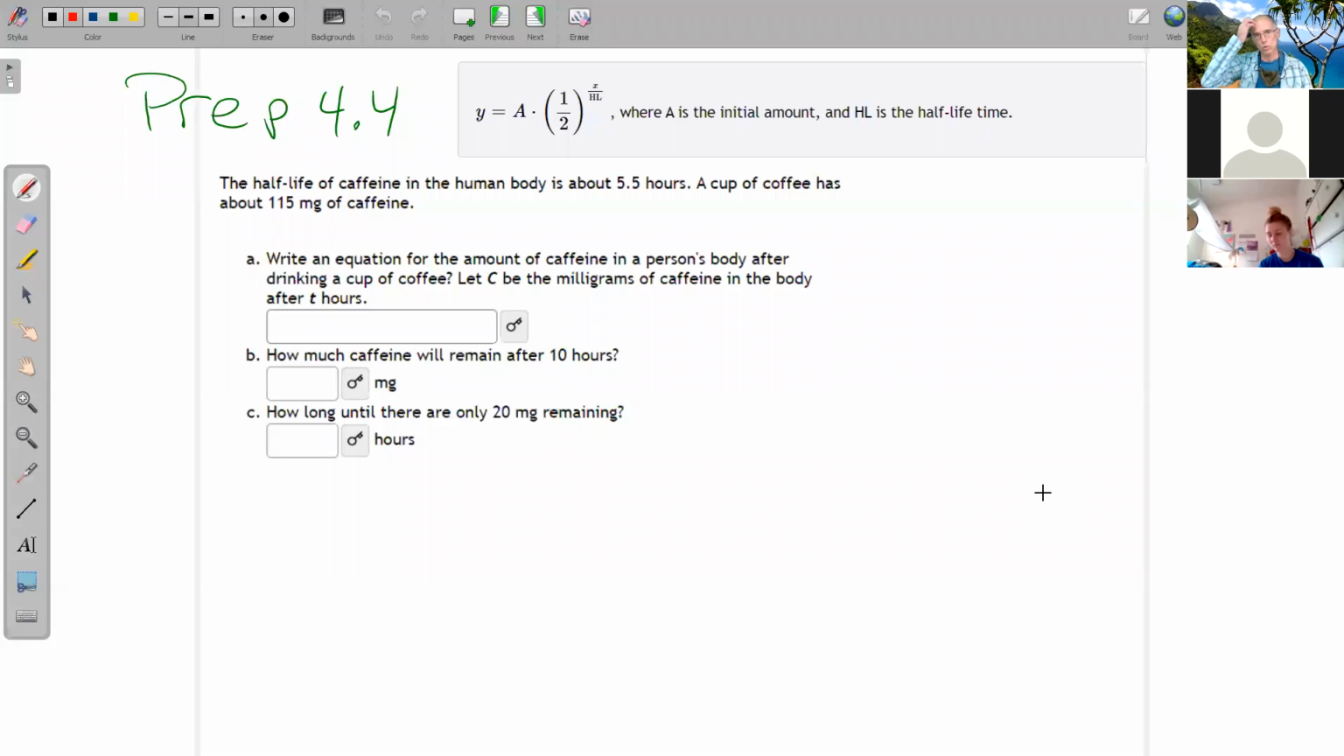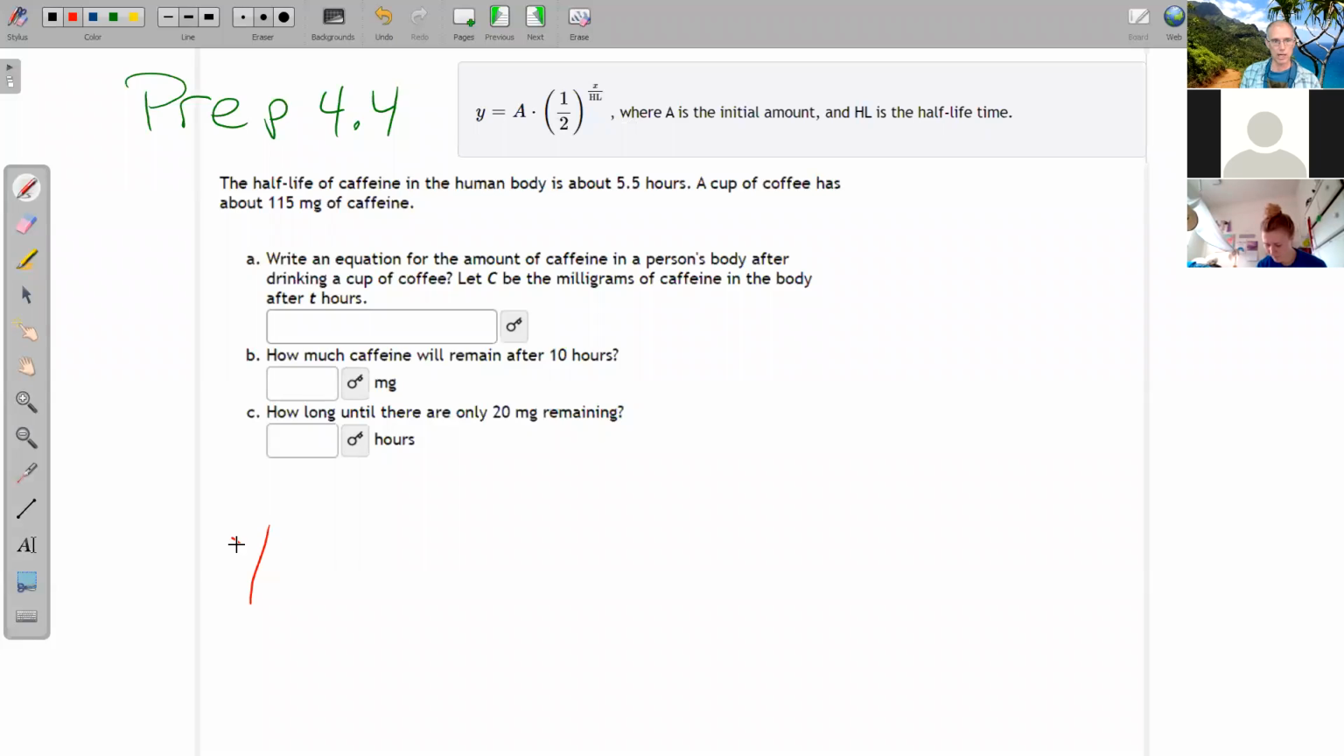Okay, so here I have a fancier exponential equation than we've seen currently, where I have a fraction in the base and a fraction in the power. And if you can't see that, I'll just write it down here also.